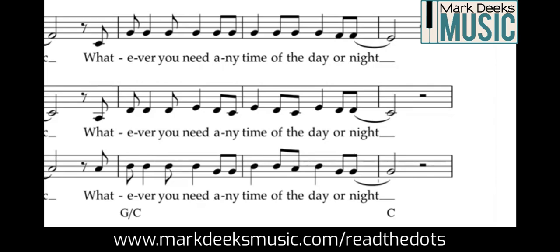So I hope that's useful. A tie and a slur, they look very similar, but that's the difference, and that's what they mean.